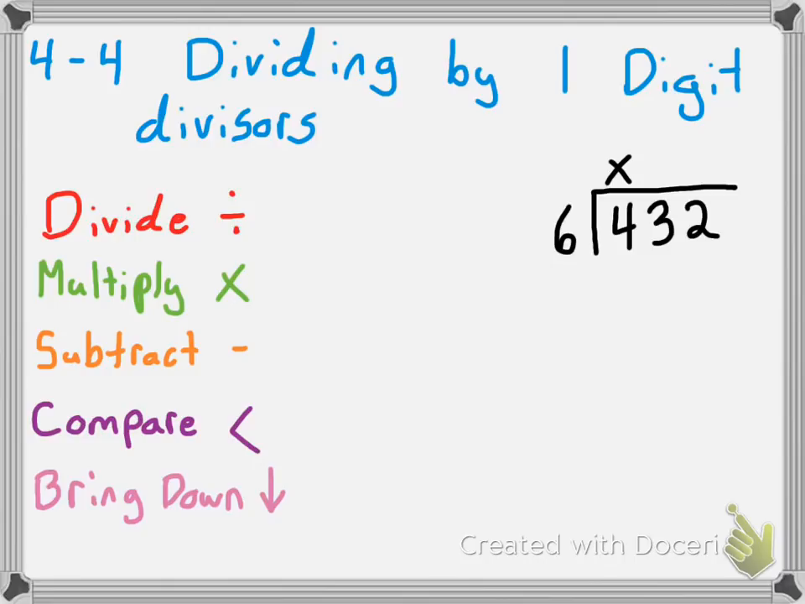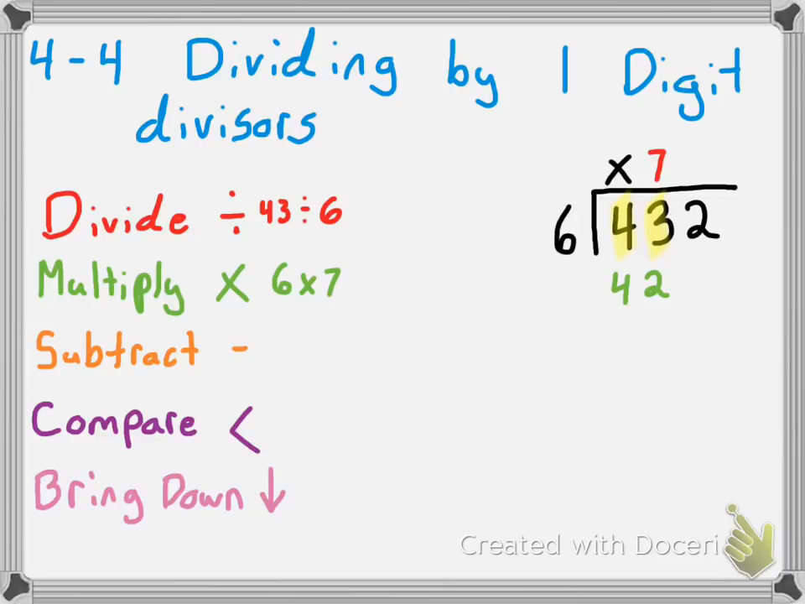So instead of looking at 4 divided by 6, I'm now going to look at 43 divided by 6. I'm just moving to the next place over. So 43 divided by 6 is my first part of long division. And 43 divided by 6 is going to be 7. Because I move to my second step, which is multiply, and 6 times 7 is 42. And 42 is the biggest number I can get to without going larger than 43.